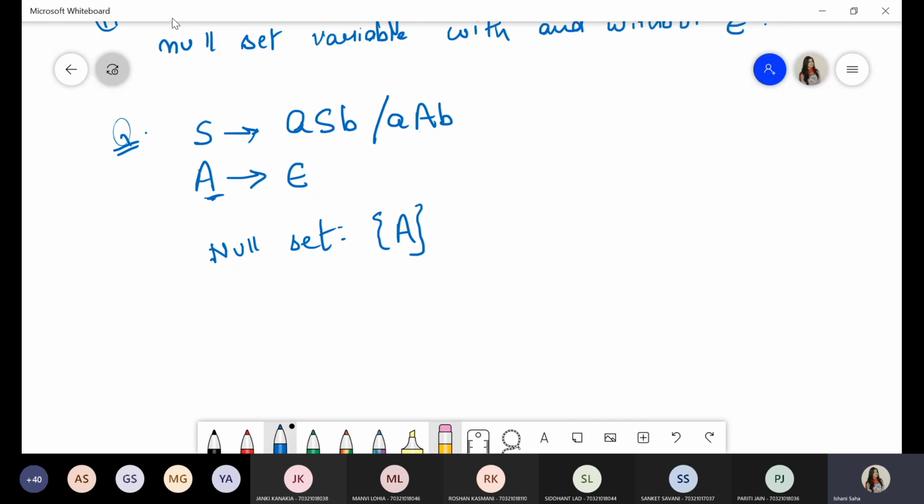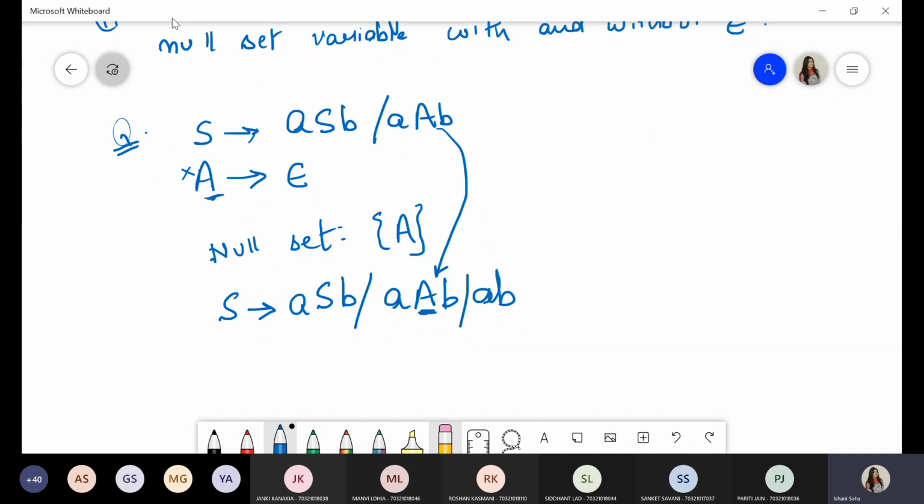Second step is rewrite the whole production with and without epsilon. So once you have finalized the null set, this you have to directly remove. Any null production, this you have to directly remove. Then we will rewrite the remaining production. So S tends to ASB, and then we write this production as it is, AB, and the next time you replace this A with epsilon and write the rest of the production, which is AB.